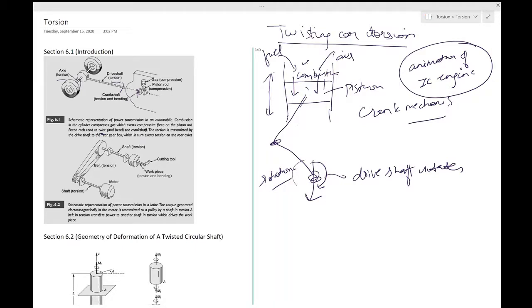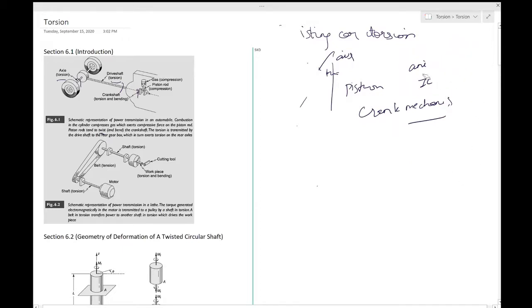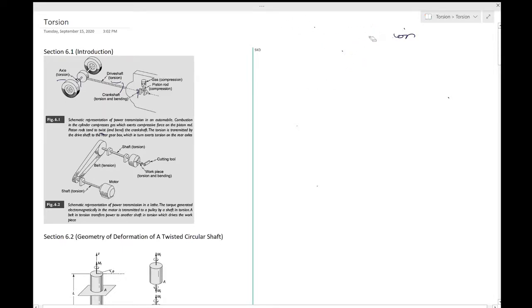Let's look at the other case, which is about a lathe machine. So you must have done this in your workshop course. If not, you should open up your video browsing software, whichever one you use, and you should look at this turning operation and lathe.